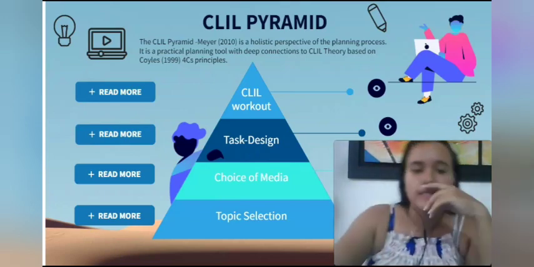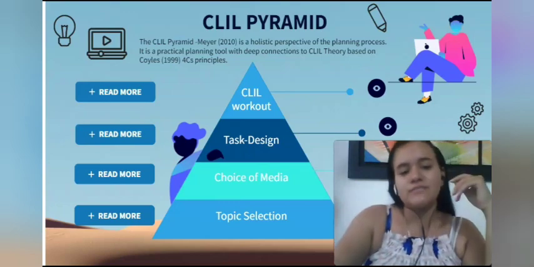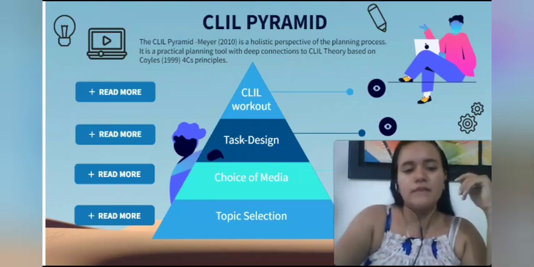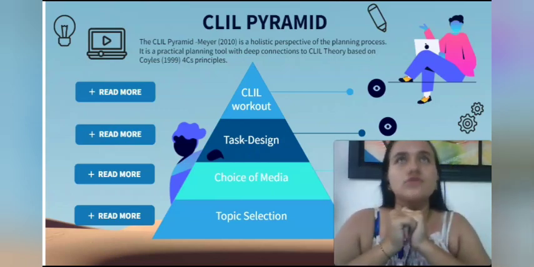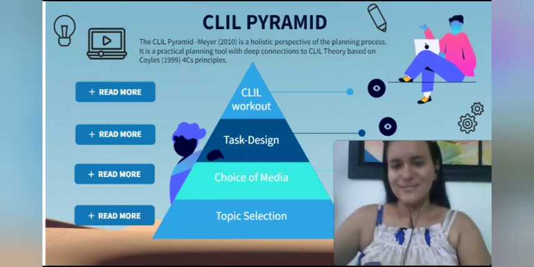It's very important that we implement these parameters when we develop, plan, and produce our material. Thank you.